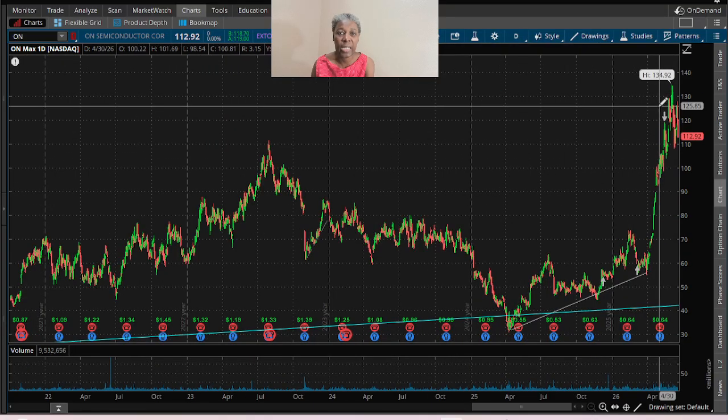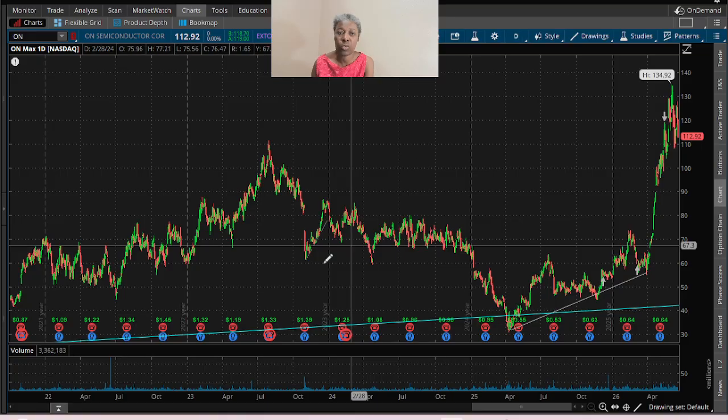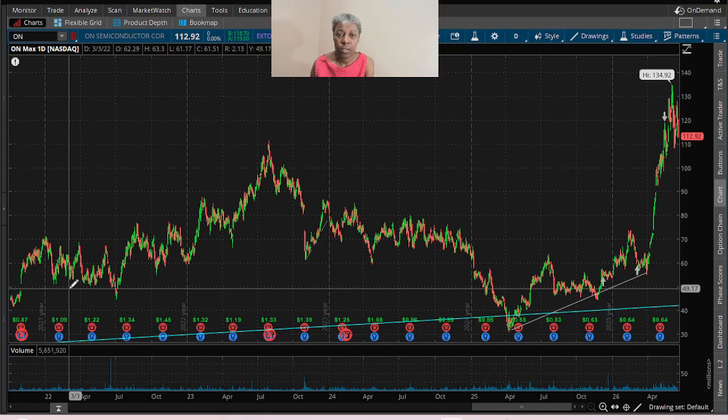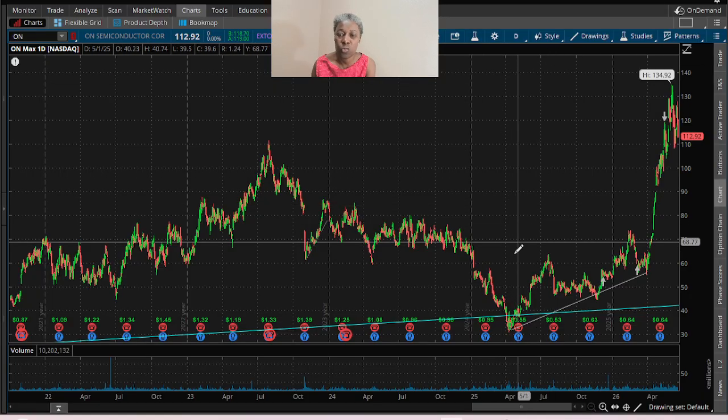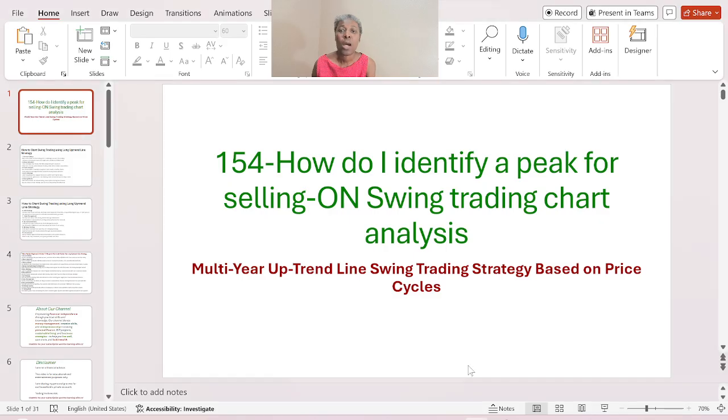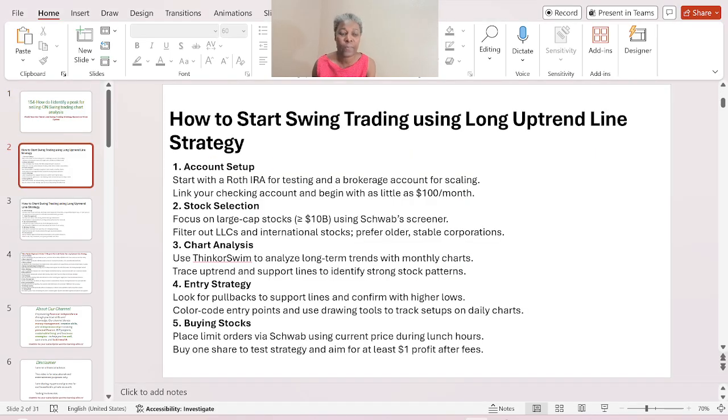But that is how I determine my peak: it is the peak of the mountain when you are looking at it, considering the top of the mountain and the valley. So that is how I determine the peak and then sell or stay in the trade longer. Again, it's based on the strategy that I use, that I tend to do it that way.